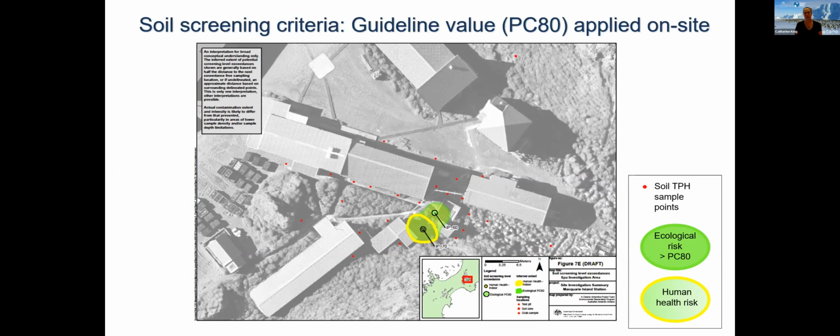So by comparing those concentrations measured in the soil on site with that PC80 value, we can really see locations where there might be a need for further consideration of risk to the environment and where further remedial action might be required.